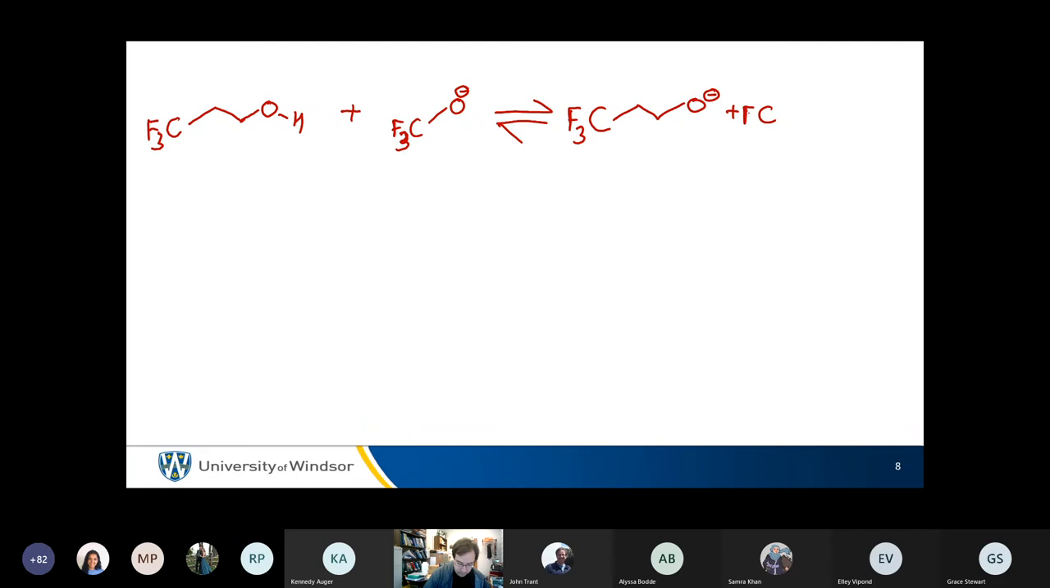Okay, so my question here is which way does the equilibrium lie and why? As a first exercise, just for practice, draw in the lone pairs and draw the arrow for the reaction going from left to right. You could equally draw it from right to left, but let's do it from left to right.